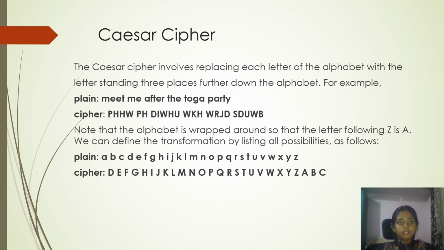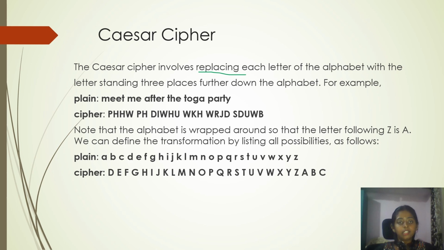The Caesar cipher involves replacing each letter of the alphabet with the letter standing three places further down the alphabet. For example, now we have plain text as "meet me after the toga party". The ciphertext would be PHHW PH DIWHU WKH WRJD SDUWB. So to generate this there is an algorithm.